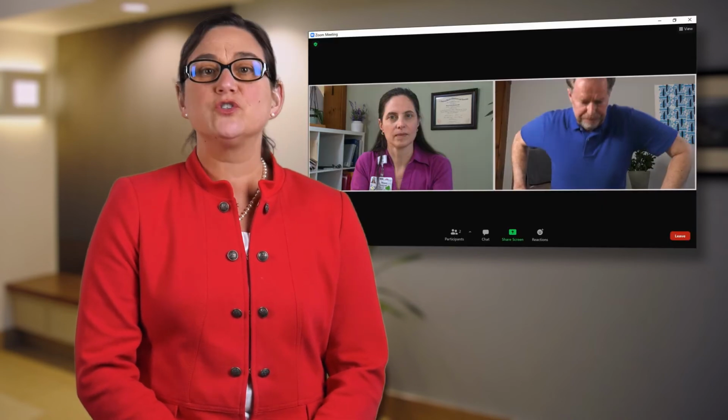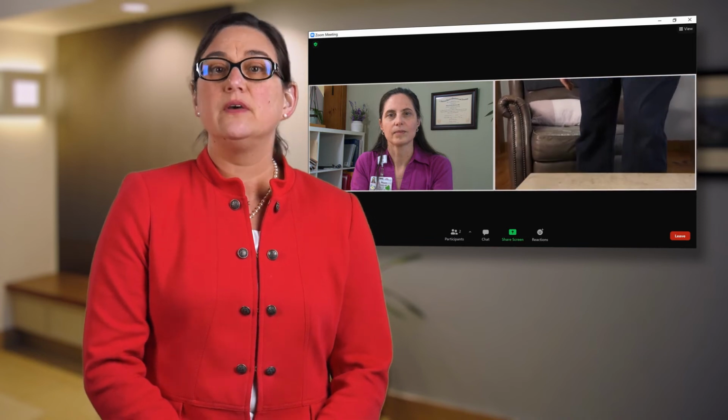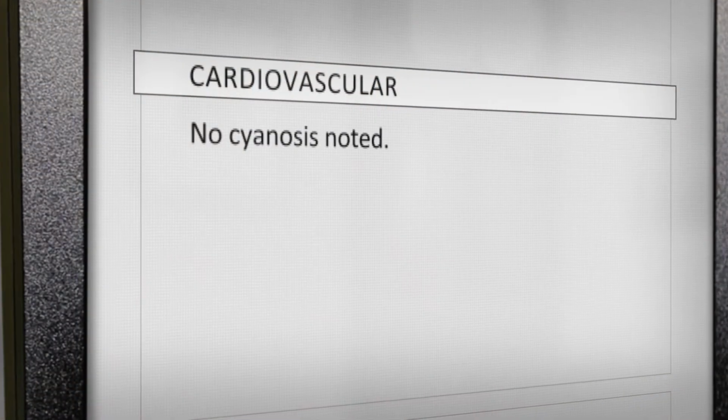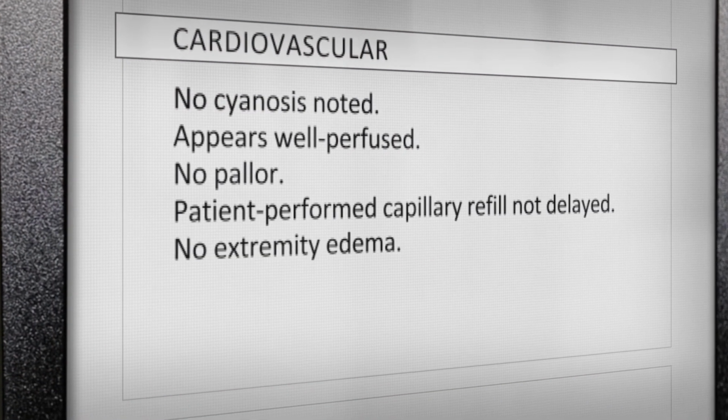Observe the patient's overall appearance of perfusion and check for skin pallor. With instruction, most patients can also perform an assessment for capillary refill and extremity edema. This is an example of instructing the patient to position the camera for optimal viewing. Although you cannot listen to the patient's heart sounds with a stethoscope, you can document the patient's appearance and other components of the cardiovascular exam, such as the presence or absence of extremity edema.